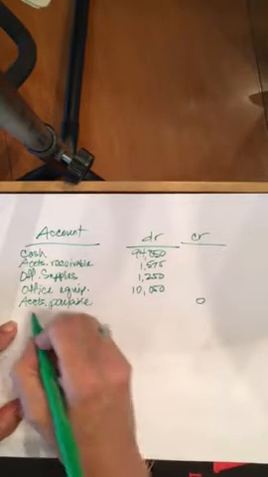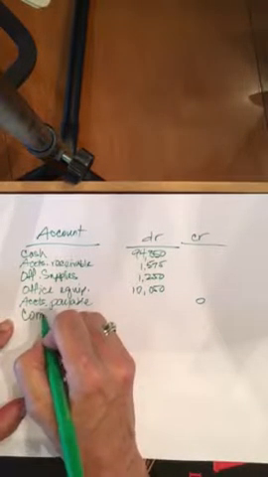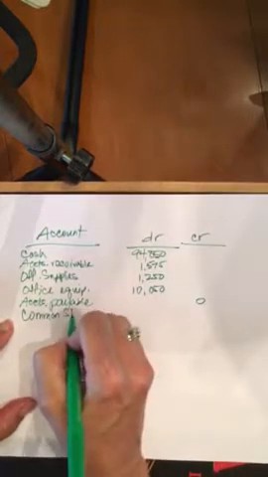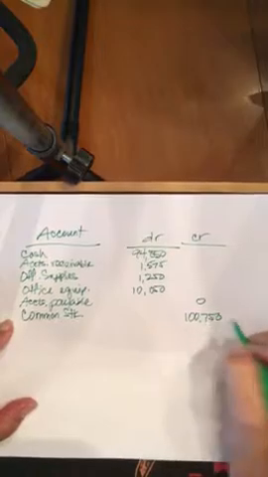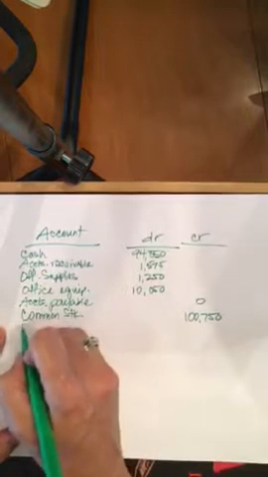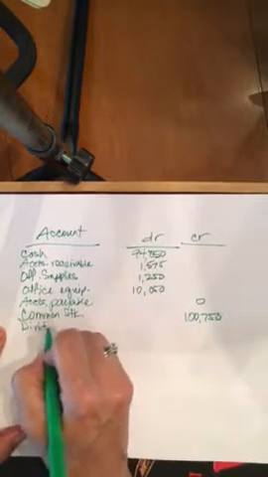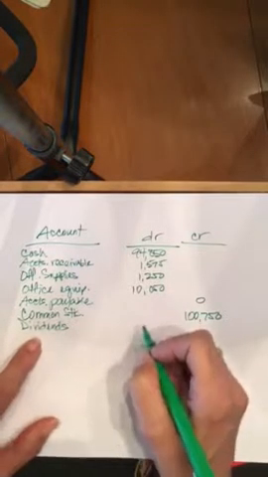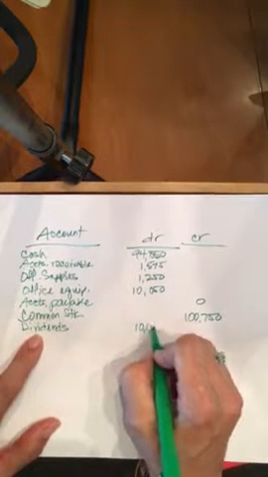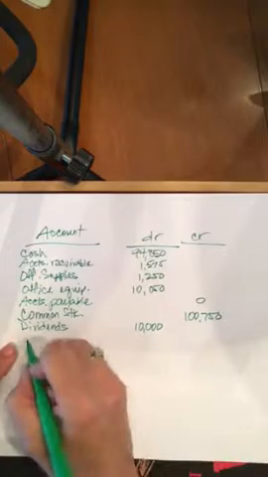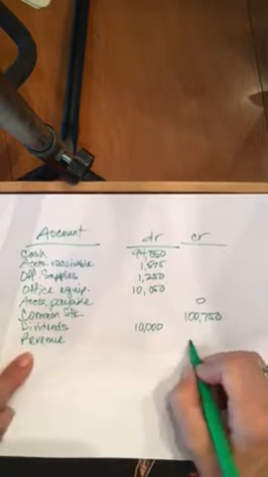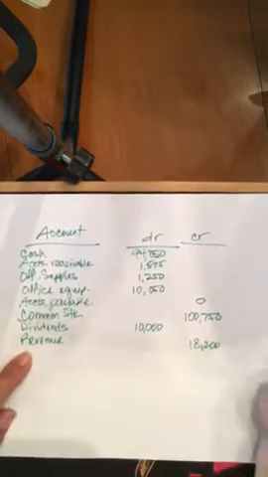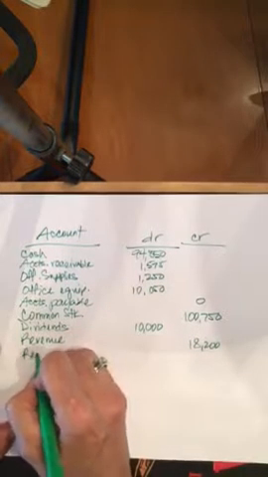Let's move on to common stock. We issued that $100,750. Dividends is the other. Remember, dividends is a contra equity account, so it's got a debit balance. Now let's go to revenue. And rent expense.